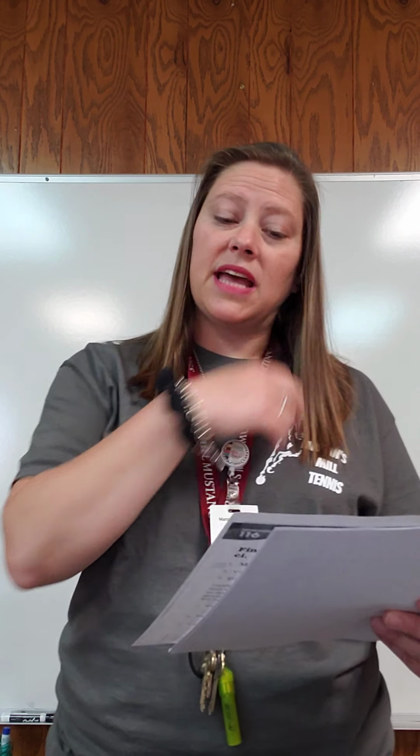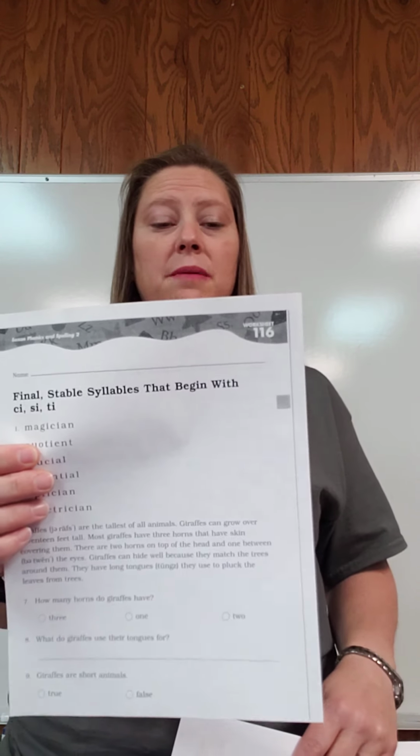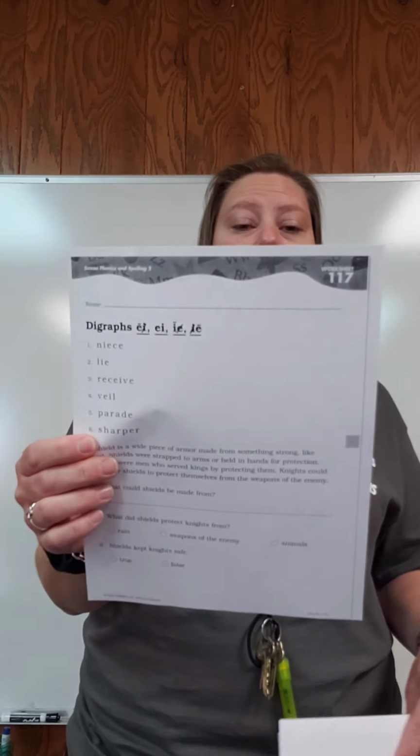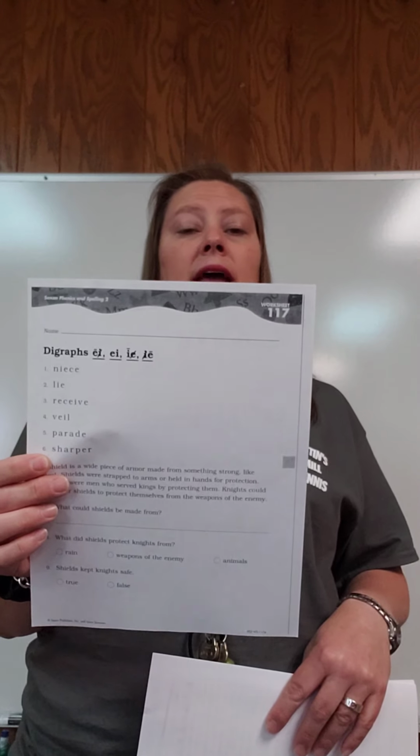Okay, the next thing in your packet is day 1's activity for week 2, which is worksheet 116, front and back. Final stable syllables that begin with CI, SI, and TI. The next page is day 2 of week 2, which is worksheet 117, front and back, working with digraphs EI, EI, IE, and IE.